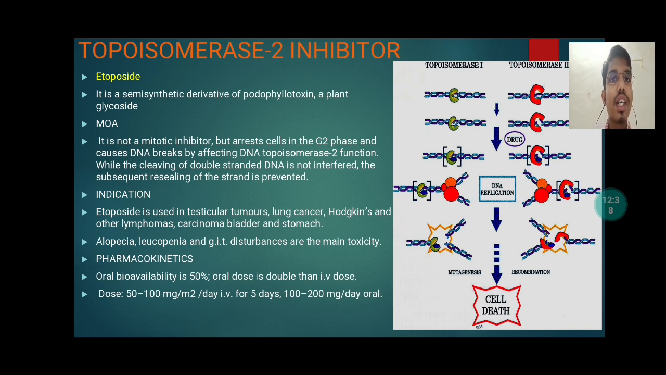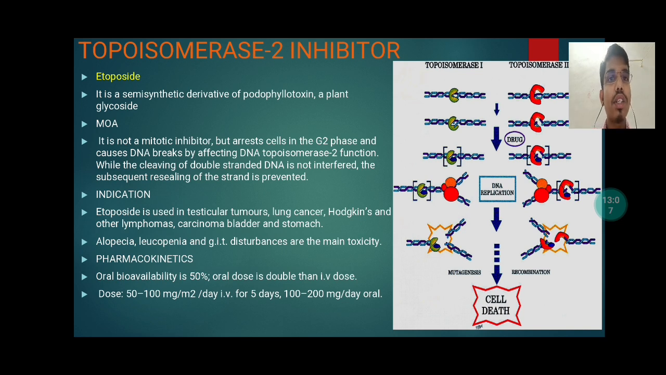But this kind of drug, a topoisomerase 2 inhibitor, see in this image there is a red color enzyme, which is the topoisomerase, and there is a drug introduced. When the blue color drug is introduced, it prevents the resealing mechanism, not the breaking mechanism. It prevents the resealing of the two strands, so DNA polymerization does not occur further and the cells are arrested and undergo cell death.